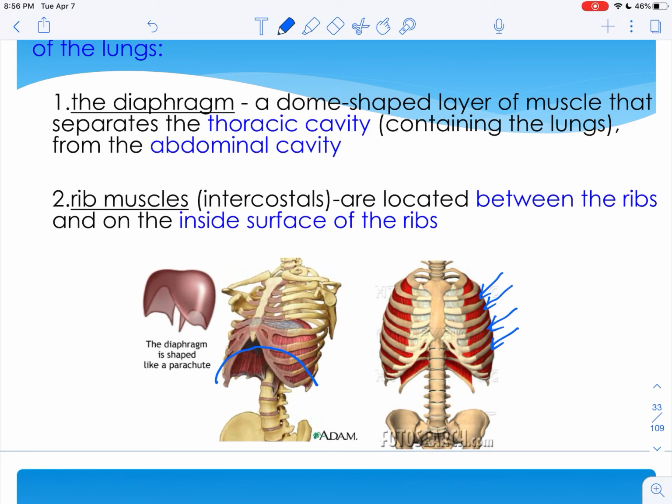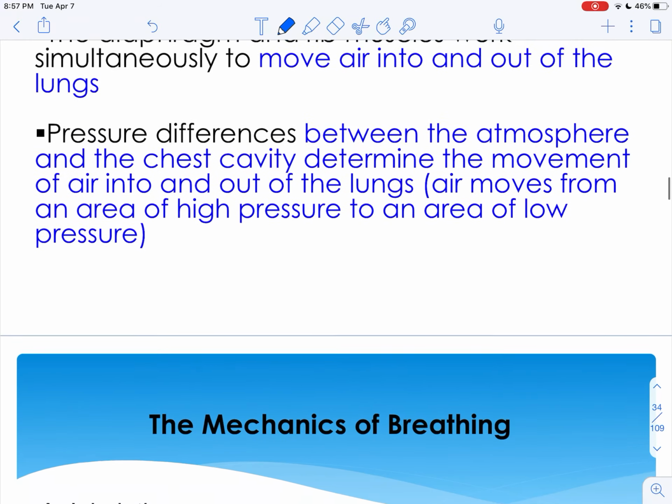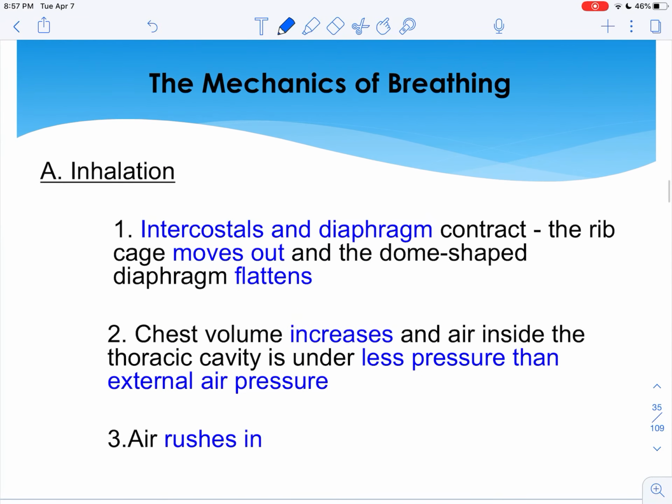Together, these two muscles will increase the size of your chest cavity, causing air to rush in because it'll be more concentrated outside than inside a bigger space, or they will contract in and make the chest cavity smaller, in which case the air will rush out. These two mechanisms will be the way that your inhaling and exhaling happen, which is what we're talking about in the next two slides.